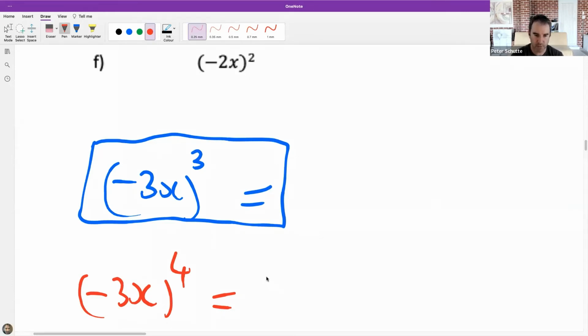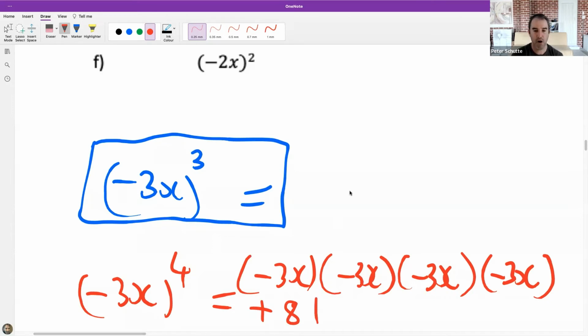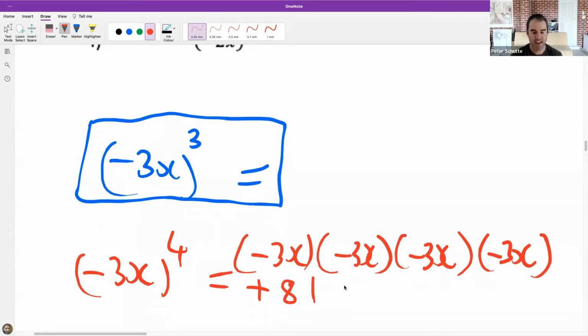So I think for a lot of students, it would make sense to go minus 3x is the thing in the bracket. How many times does it repeat? It repeats not 3 times, it repeats 4 times. Now, whenever there's an even power, you're always going to end up with a positive. In this case, it's going to be 3 times 3 is 9, so you're going to end up with 81, and it's positive 81. And then the power, let's have a look at the answers. I see here, yeah, x to the power of 4.